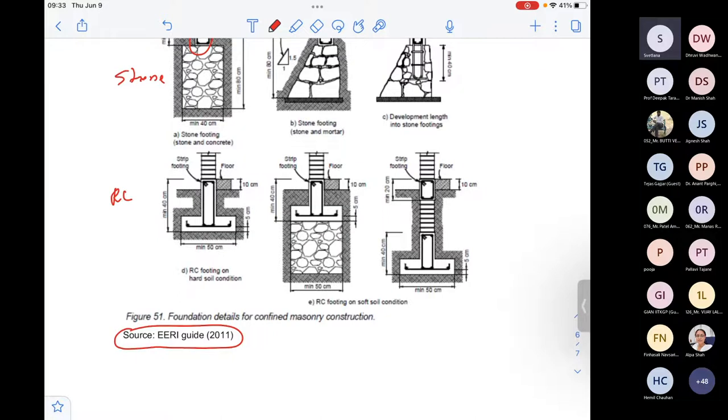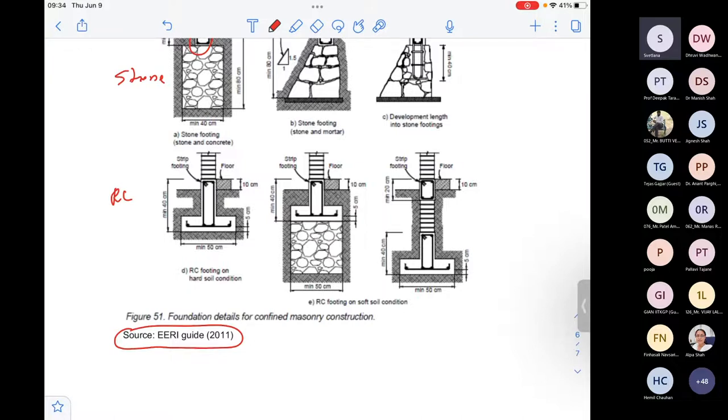Also the Mexican code English version. I would just like to say that the Mexican code from the 2004 version, which I'm going to share, translated in English, is a total masonry code. It's not only confined masonry. It contains reinforced masonry, confined masonry, and unreinforced masonry.